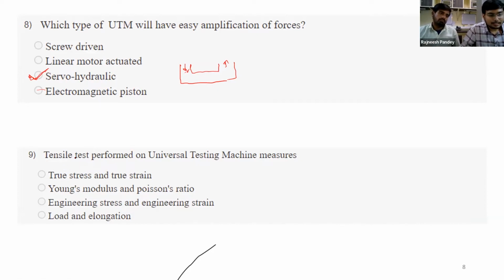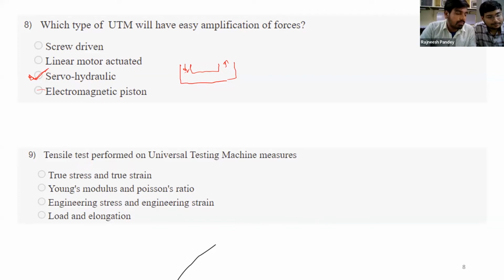So here, a tensile test performed on a universal testing machine measures... Let us discuss this question with Mr. Vikas. So sir, please. Actually, it has been asked which fundamental property we can derive from the stress strain curve, which we are going to get from the universal testing machine. Let us see the options one by one. So basically true stress and true strain. So we know that stress values cannot be directly measured.